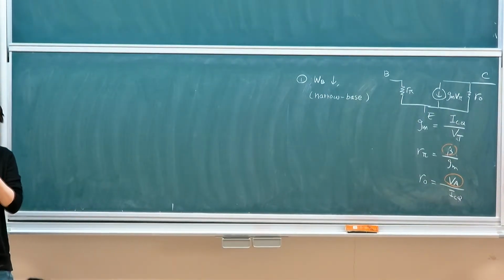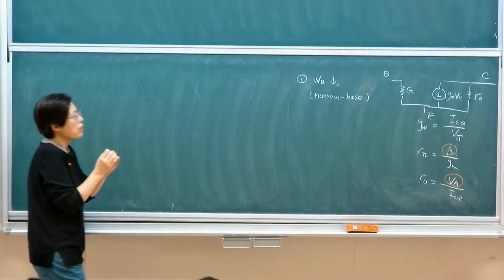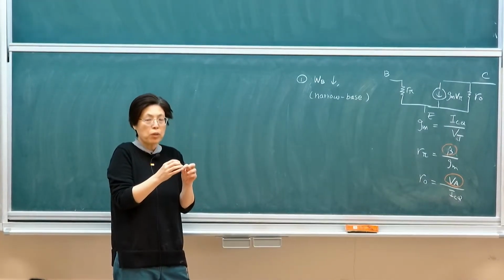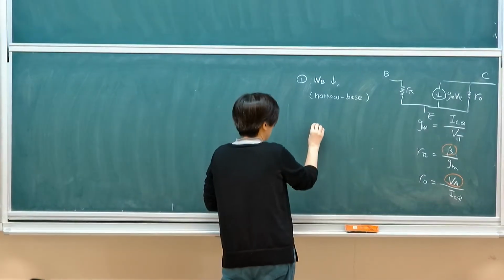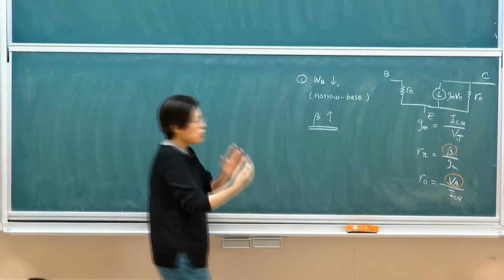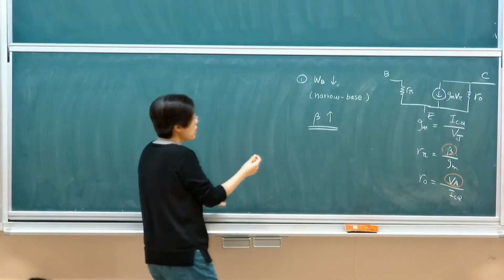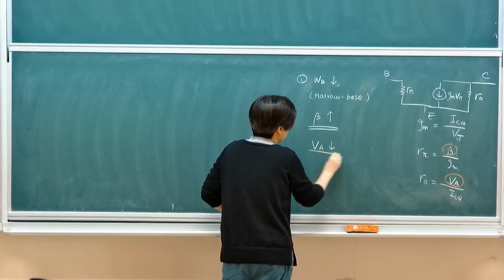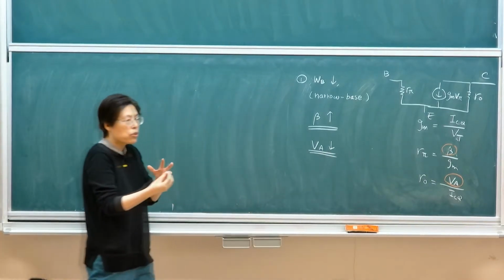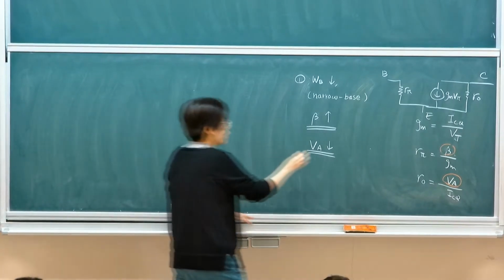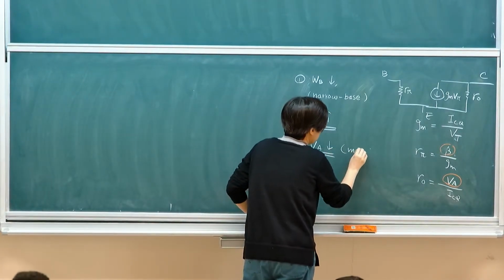So when you narrow down the base, a narrow base device gives us one of the key parameters we want, which is an increase of beta. So this allows us to have a good current gain because you narrow down the base. But the side effect is that your VA will also decrease, because it makes the early effect more significant, more prominent.